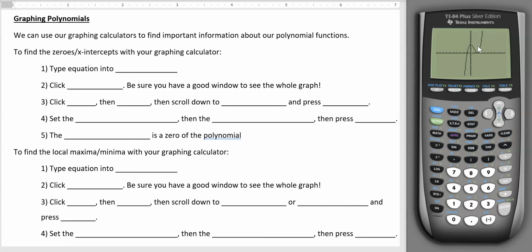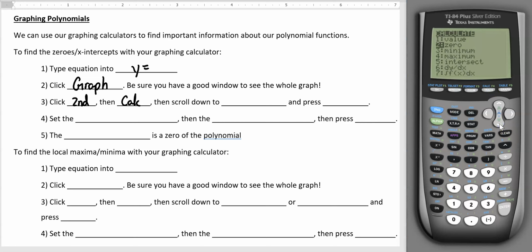The first thing I'm going to do is type the equation into y equals, which is what we just did, and then hit graph. When we hit graph, we want to make sure that we have a good image here. This is just the standard window, and it works fine. Now, to find the x-intercepts, we're going to click second and then calc.